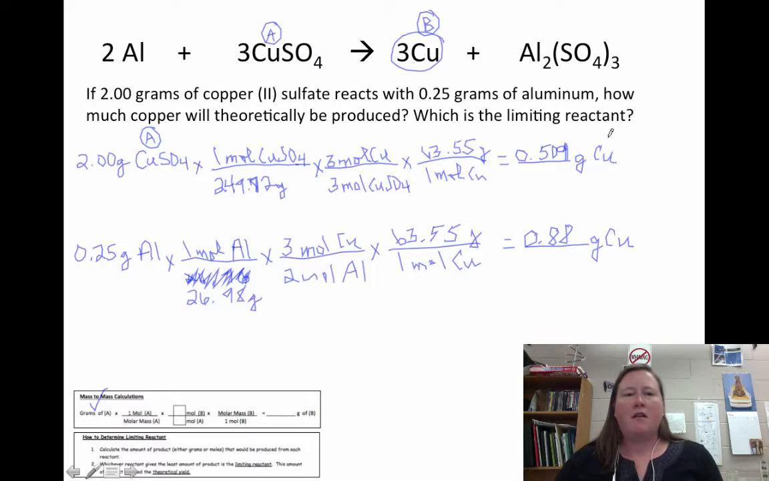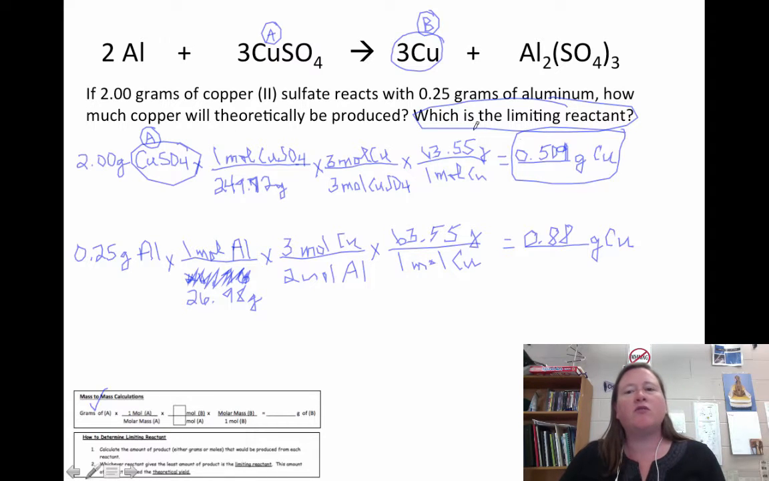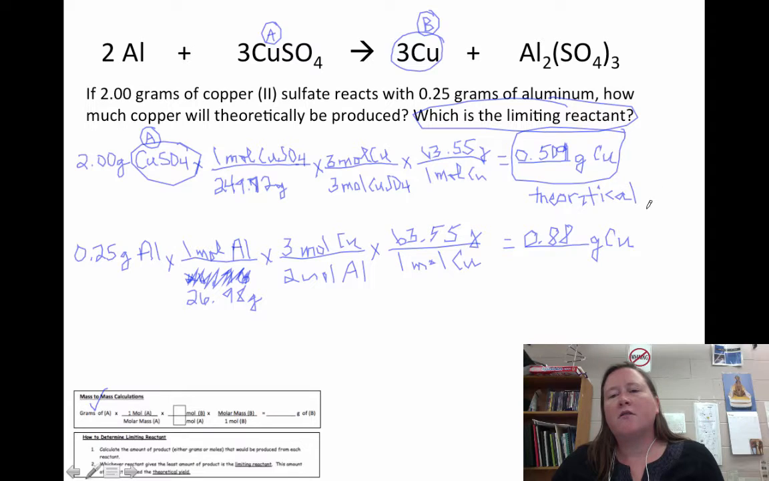So how much copper will theoretically be produced? It is going to be this amount of copper, 0.509 grams, because this is the smaller number. Which is the limiting reactant? The limiting reactant is the reactant that produced the theoretical yield. So our theoretical yield is 0.509. This is the limiting reactant.